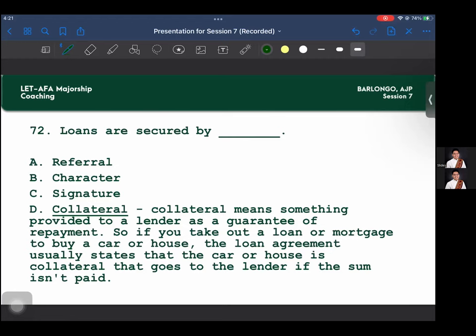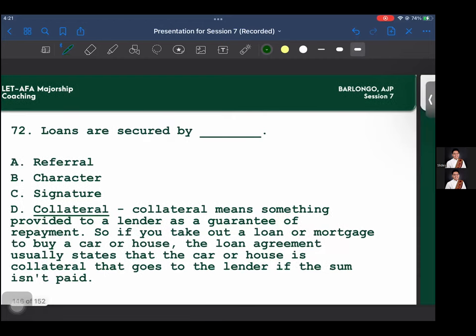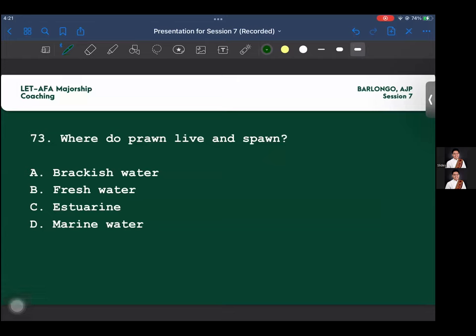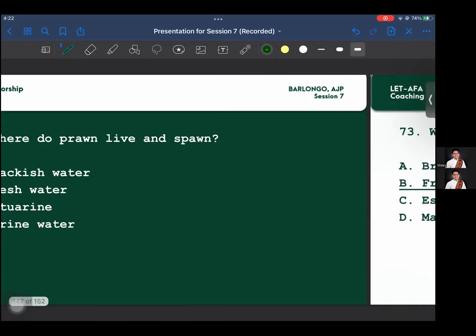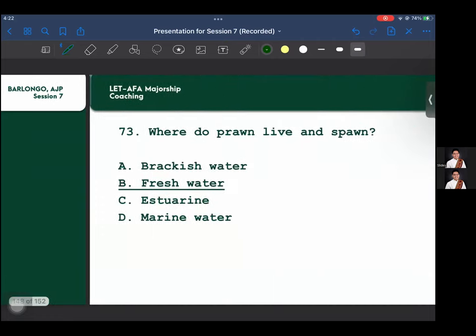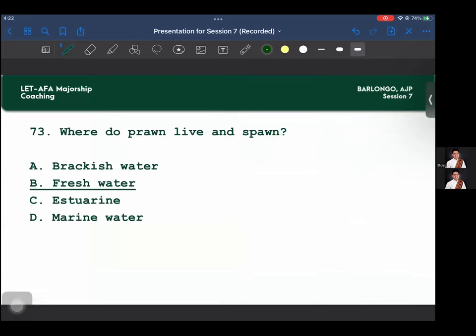Okay, let's move to number 73. Where do prawn live and spawn? This is another repetition of an item that we discussed in fisheries. A, brackish water, B, fresh water, C, estuarine, or letter D, marine water. So the answer for this one, I hope that you're getting this right, is letter B, which is fresh water. Freshwater prawn.